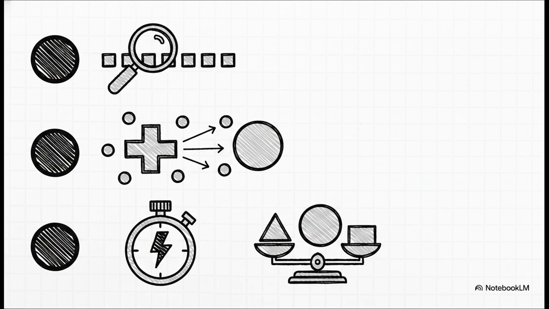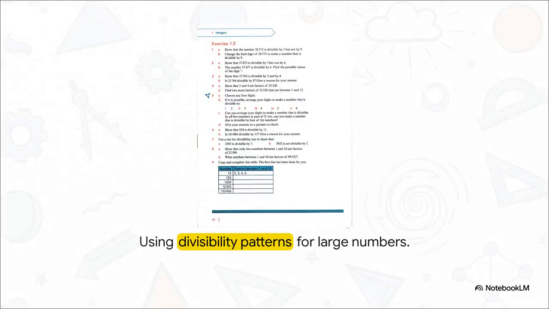Want to check for 3 or 9? Just add the digits up. If the sum divides by 3 or 9, the massive original number does too. These little rules are going to save you a massive amount of time on tests and honestly, just in everyday life. Let's see exactly how this works in practice.